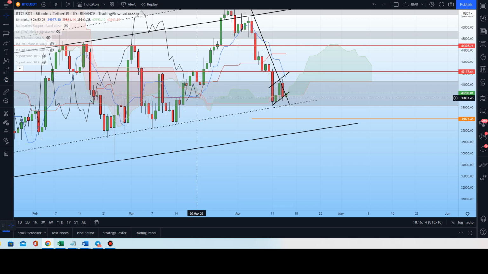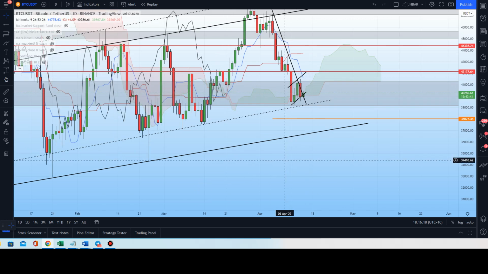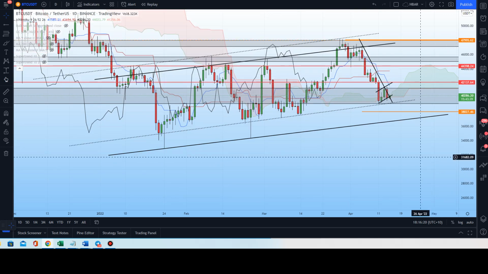It's found support on the baseline and conversion line, indicating we're potentially going to be pushing upwards here, which is nice to see. So the Ichimoku cloud is looking more in favor of the bullish scenario upwards to around 41,300 to 42,000 than it is indicating that we continue downwards directly from here.